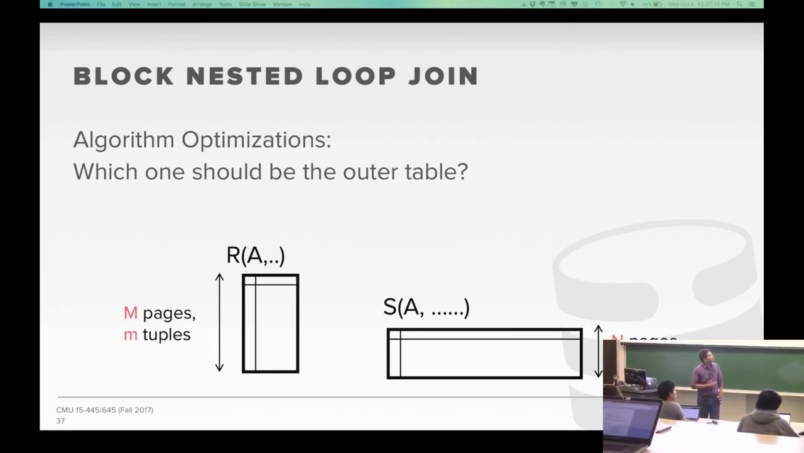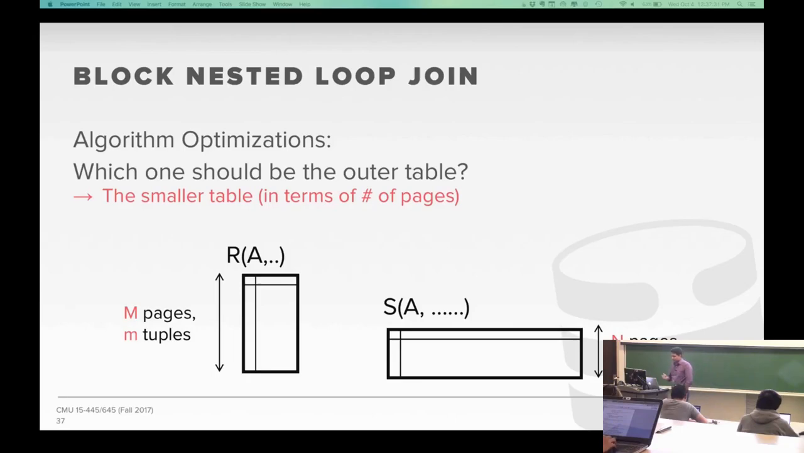That's correct. In general, the smaller table makes sense, because you end up reducing the number of IOs by making this choice. So we will move on to a variant of this algorithm.